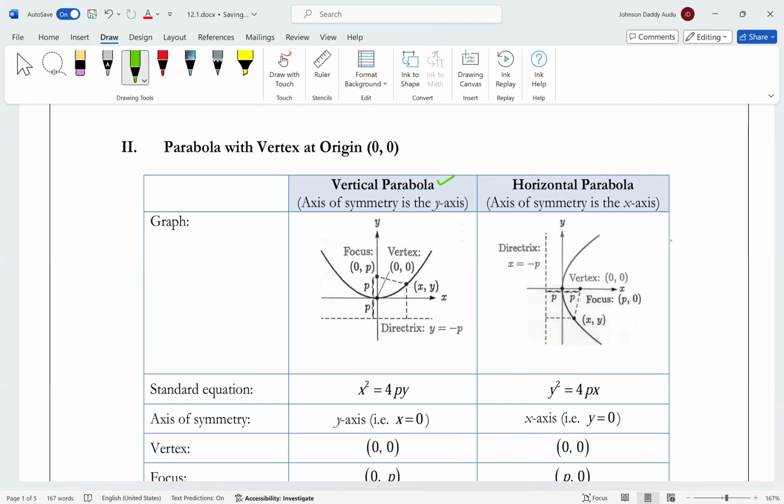So now, this is a vertex. The vertex is at (0, 0), right? And now you go a distance p. If you go a distance p up from this point, then you will have what we call your focus here.